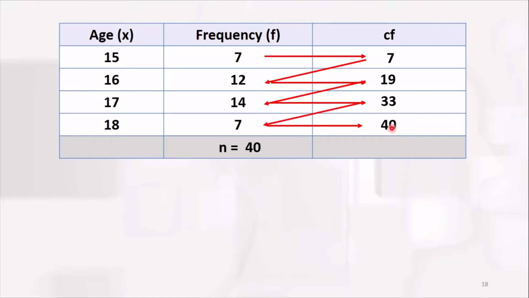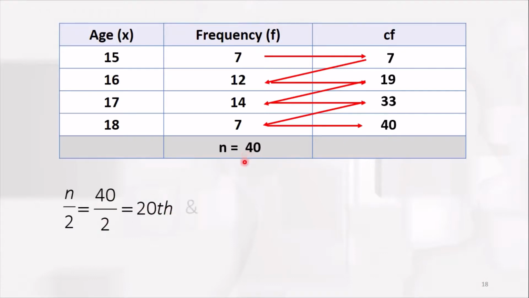Na para masabi ninyo na tama yung sagot nyo dito sa cumulative frequency, dapat yung last row doon sa CF ay same lang dapat siya doon sa summation ng frequency. So since 40 and 40 is the same, then we are sure that the data we have entered here are correct. So, paano kunin yung median nito? Since the number of scores here is 40, at 40 is an even number, then meron tayong formula na n divided by 2. So, we have 40 divided by 2, yung pang 20th.